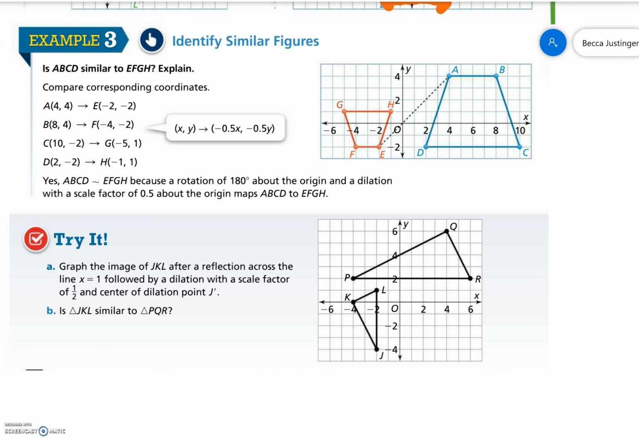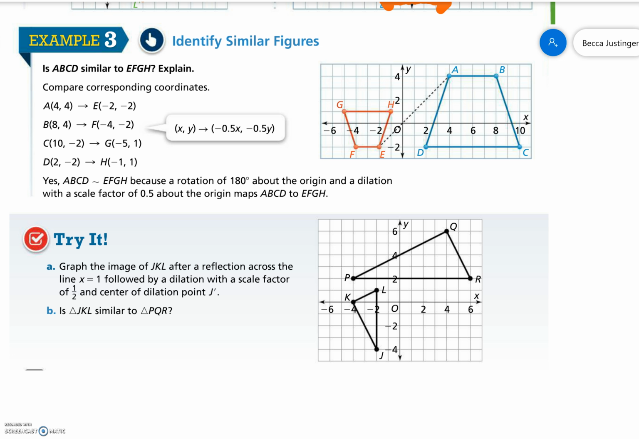Identify similar figures. Is ABCD similar to EFGH? Explain. Well, they look to be the same shape, just a different size. We just have to make sure that there's a sequence of transformations that maps one onto the other. So compare the corresponding coordinates.